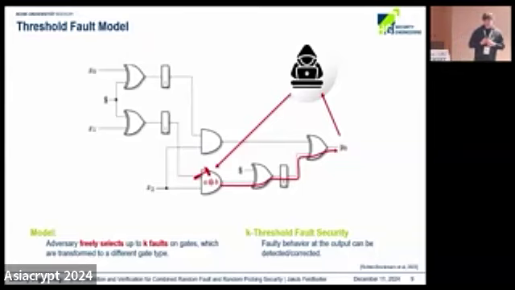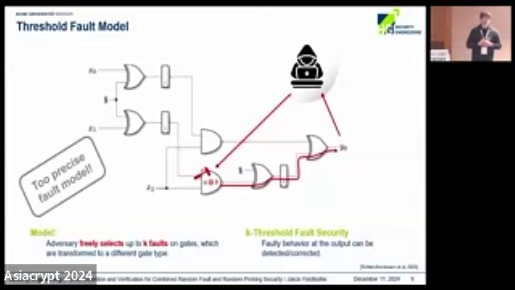So this is again a nice and simple model, however it suffers from the problem that it assumes an adversary who has really precise control over the faults, right? But if you inject a fault, for example, via clock glitching, there is no way that you will only target one gate. There is a high probability that you will target a lot of gates, and this is not necessarily bounded by k.